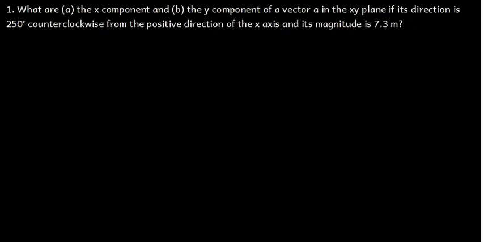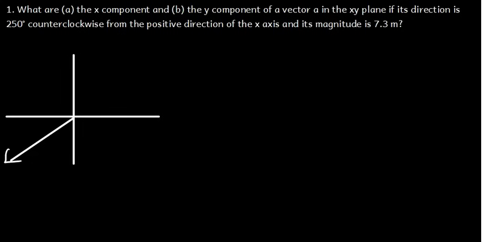Okay, so let's have our xy plane. We do have the vector, which is 7.3 meters. They're saying counterclockwise, so counterclockwise is the same as anticlockwise. Meaning that the vector is starting from the positive x-axis until it touches the vector. So the vector is going to be 250, which is in the third quadrant. So it is here. This is our vector here. So this vector is 7.3 meters. The angle from this point all the way to this point is 250 degrees.